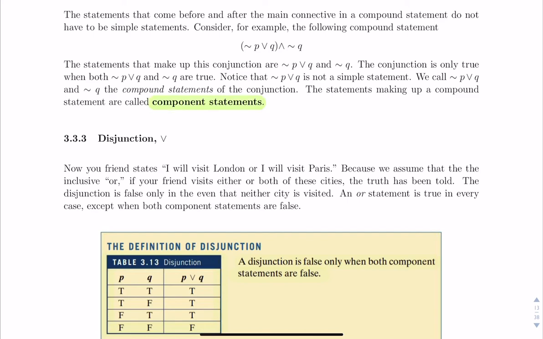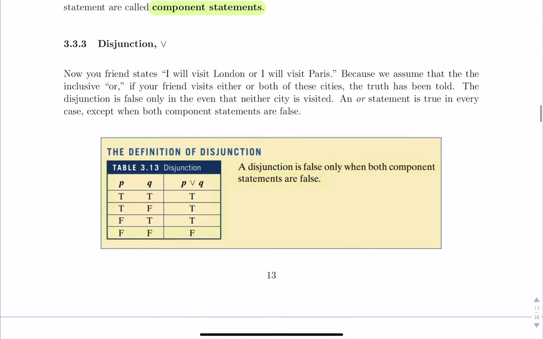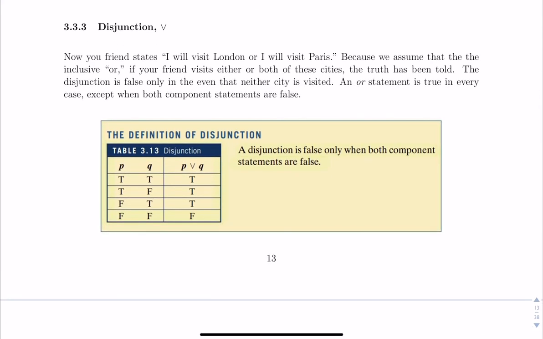Now let's talk about disjunction. So now your friend states, I will visit London or I will visit Paris. Because we assume the inclusive or, if your friend visits either or both of these cities, then the truth has been told. The disjunction is false only in the event that neither city is visited. An or statement is true in every case except when both component statements are false. So a disjunction is false only when both component statements are false. And you can see the truth table behind that one.